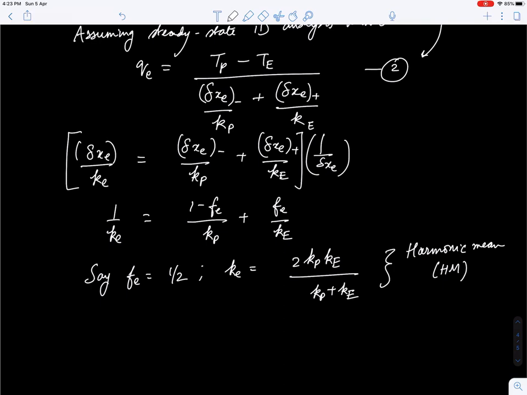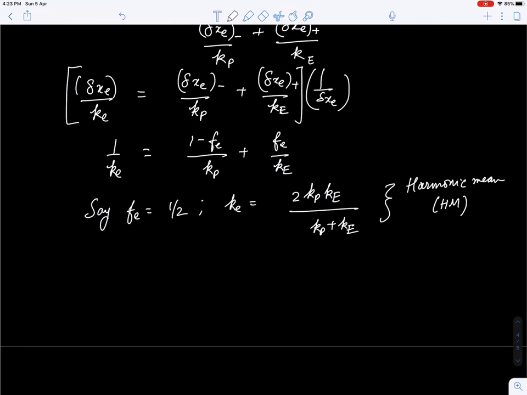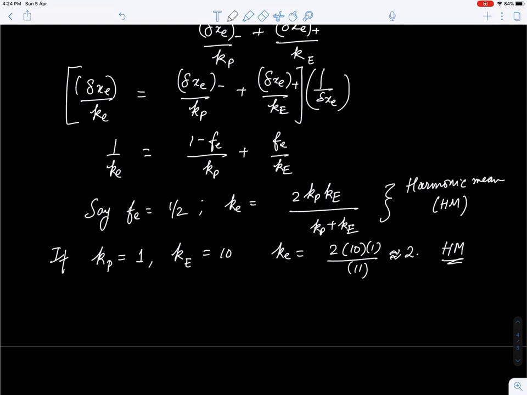Now one of the key features of harmonic mean is that, to illustrate my point, let's just take some values. Let's say Kp is 1 in some units and Ke is, let's say, 10. Then Ke would actually be 2 into 10 into 1 by 11, which is 20 by 11, which is nearly 2. So the harmonic mean actually gives a value of the property which is closer to the lower value.